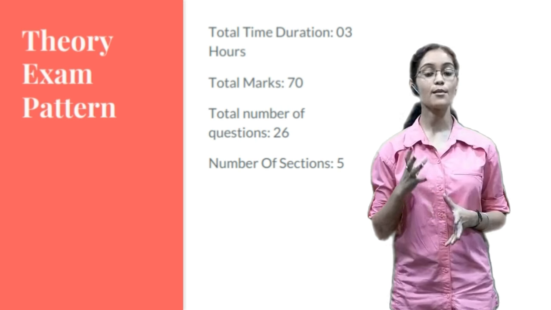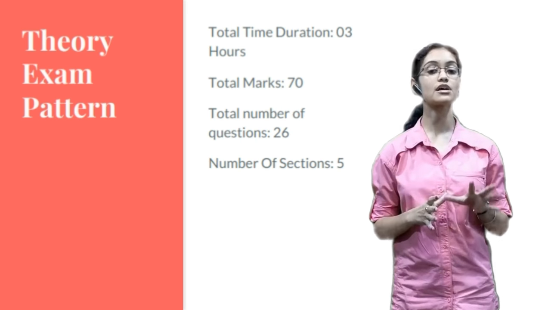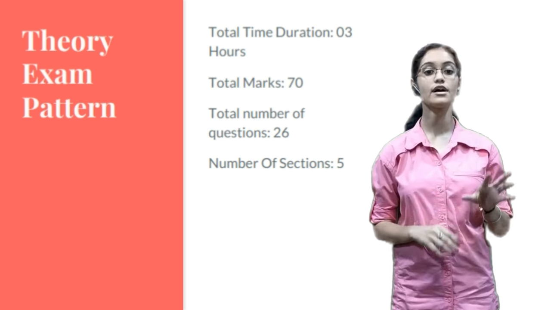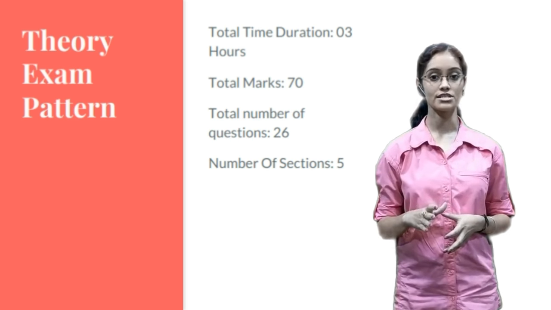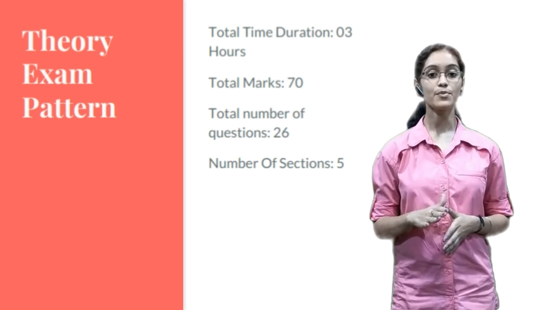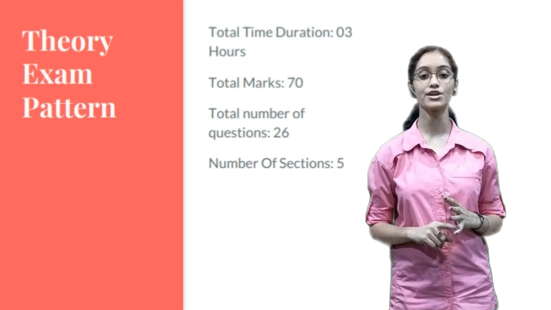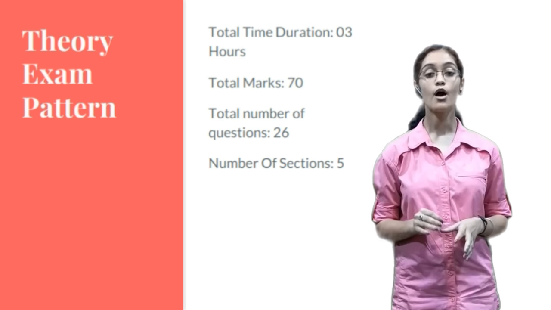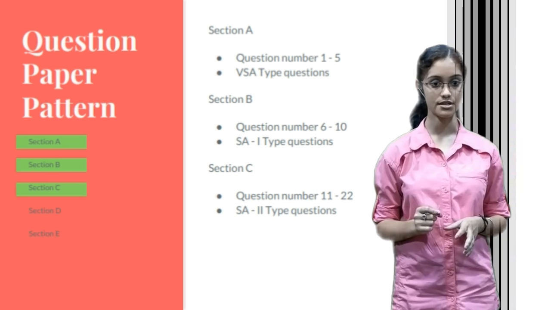The theory examination pattern of the biology exam is that the paper is of 3 hours duration, the total marks given are 70, and the number of questions asked is 26. The paper is divided into 5 sections. Section A has question numbers from 1 to 5, which carry 1 mark each, that is, very short answer type questions.